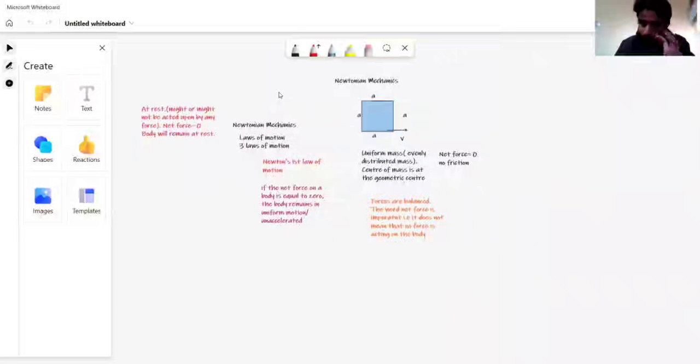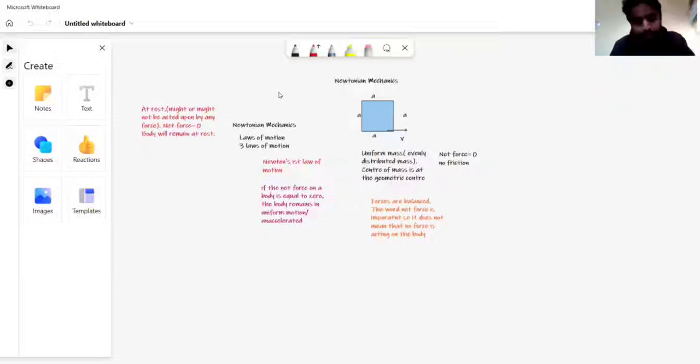So I put forward in front of you two cases, as is visible on your screen. We have a uniform mass system. It's a square, and in 3D it will be a cube. This whole system is moving with velocity v. I told you that this is a uniform mass. The center of mass is at the geometric center. Net force is equal to 0. That means there is no friction, no other forces involved.